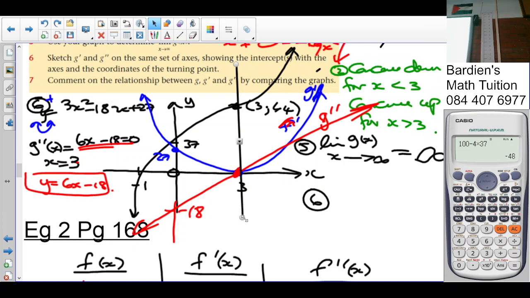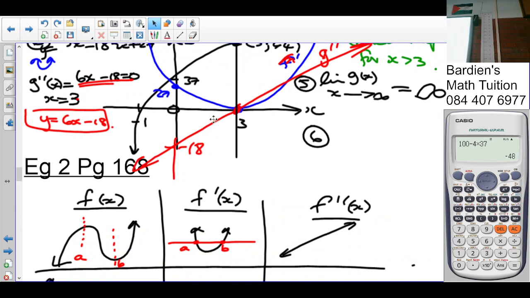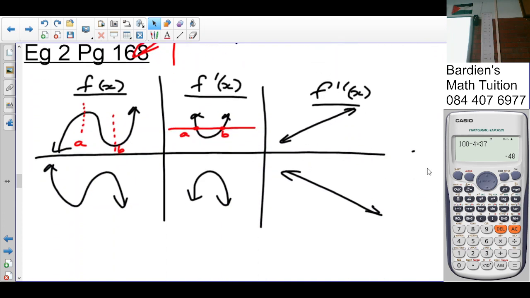Since that is the case, the x value for your point of inflection is also the x value at which your straight line cuts your x-axis. Putting that into account here, that is A and B, and that will be the case here for A and B. Now, remembering this is your x-axis.